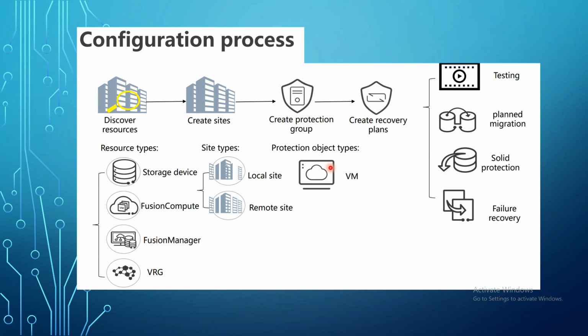So once the protection group is created, then you can create a recovery plan. A recovery plan means that you can do DR drill testing, planned migration, fault protection, and failure recovery. So we'll be looking at these one by one. These are all the features BCManager is providing to you.